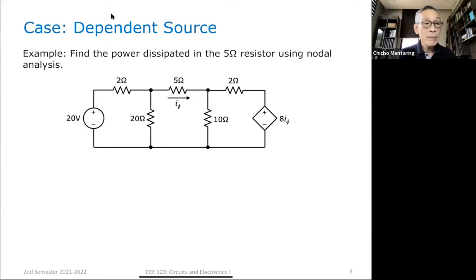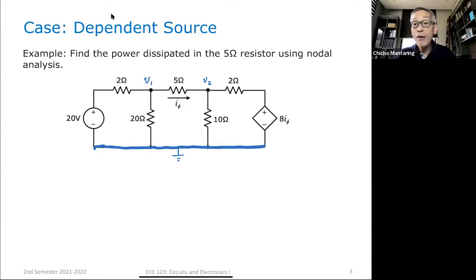What is the first step in nodal analysis? You label the essential nodes and you designate one as your reference. In this case, let's designate the bottom node, this whole thing, as my reference. To indicate that it is the reference, I will put the ground symbol, and then label my node voltages. Let's call this node 1 with voltage V1, and let's call this node 2 with voltage V2.